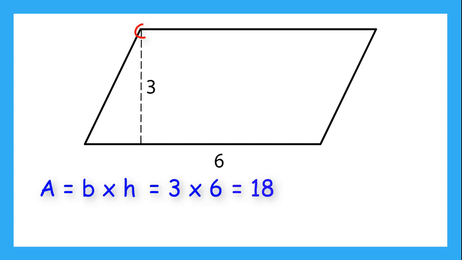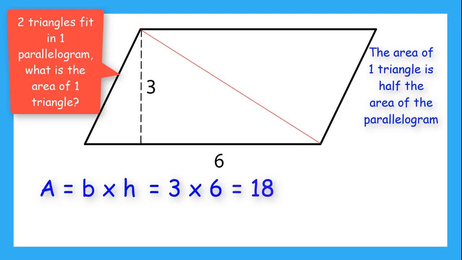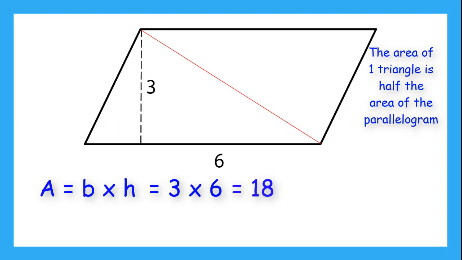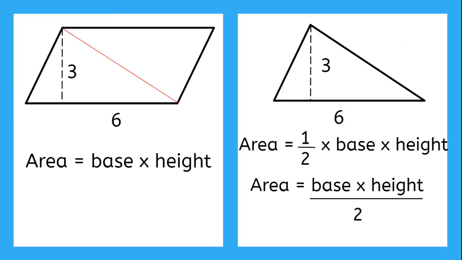If we start at this vertex here, I can draw one diagonal to this non-consecutive vertex. And now you see that I have 2 triangles. If I have 2 triangles inside of my parallelogram with an area of 18, what do you think the area of one triangle is? Yeah, it's half of that. So each triangle in this parallelogram would have an area of 9.